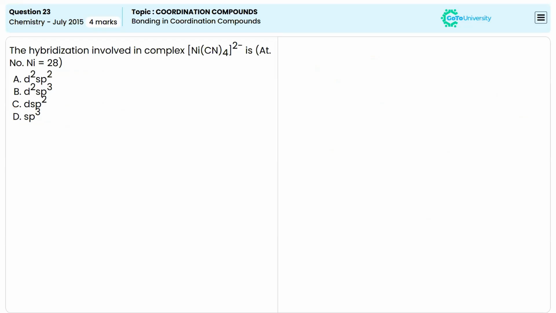Next question. We have to find out the hybridization involved in the given complex. The complex given is [Ni(CN)4]2-. We can explain this by using valence bond theory, as we did before. Nickel is the central atom. Nickel has an atomic number of 28, so we can write the electronic configuration 3d8 4s2, right?